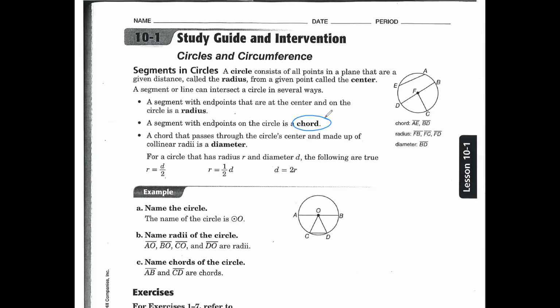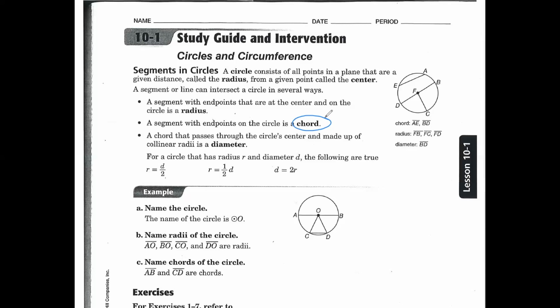Now, all radii in the same circle should be what? They're all going to be congruent, right? Same thing goes with diameter. If you have more than one diameter in a circle, all the diameters in the same circle would be congruent. All right. For C, name the chords of a circle. So AD, it's a diameter, but it's also a chord. And then CD, those are both chords.